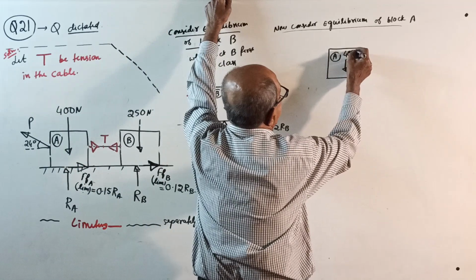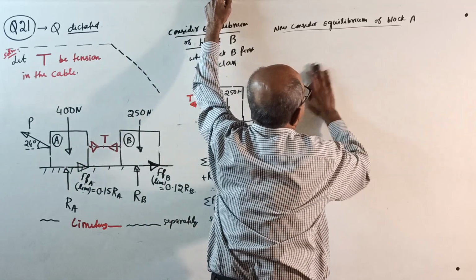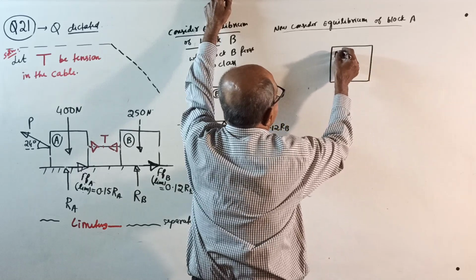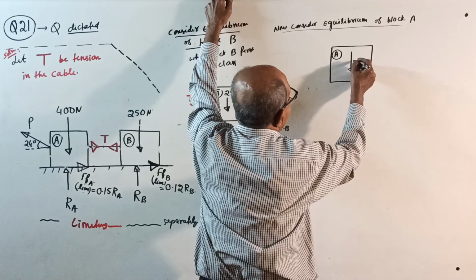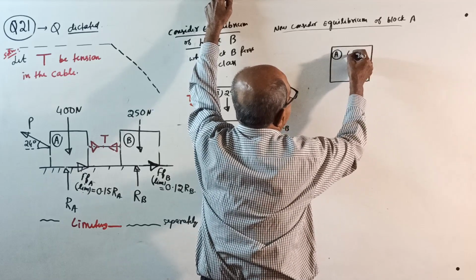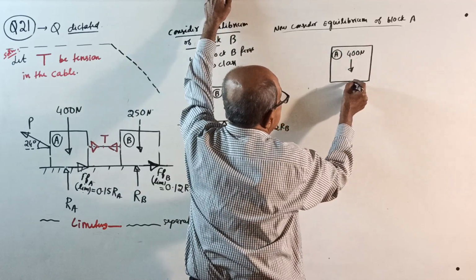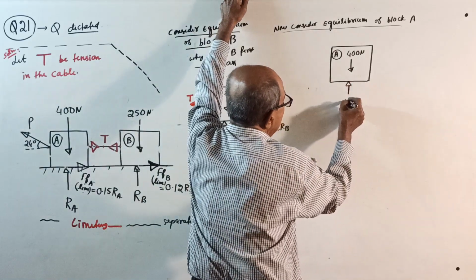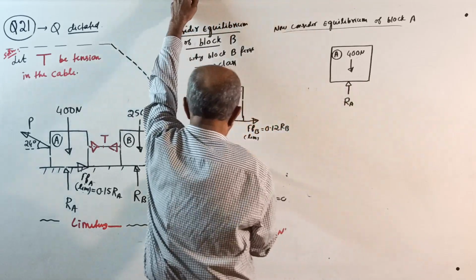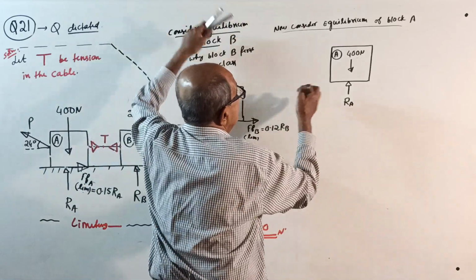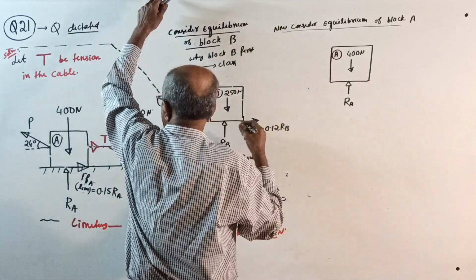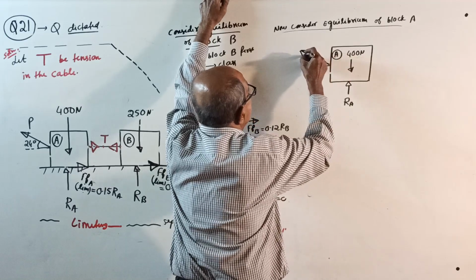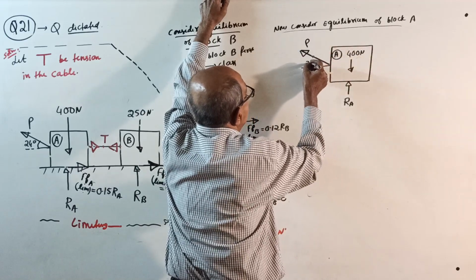I write a little bigger, otherwise it becomes confusing. Block A, its weight is 400 Newton. I write here, upper side, 400 Newton. And moving this side, reaction RA. And there's a tension here. One more thing, an inclined force P is there, at an angle of 24 degrees.